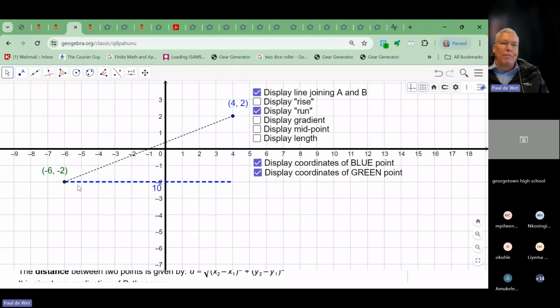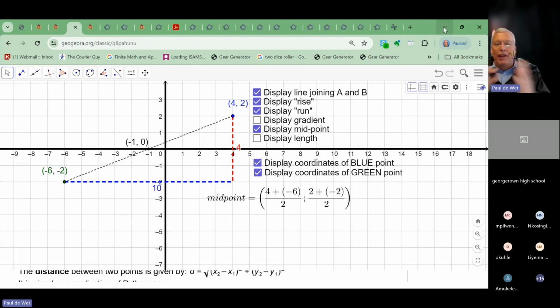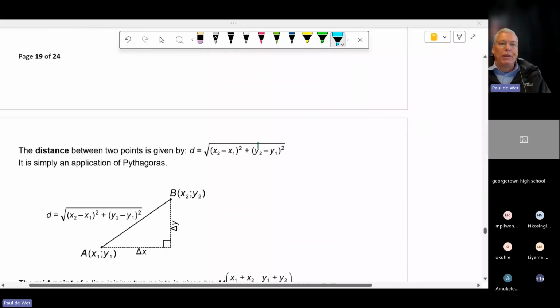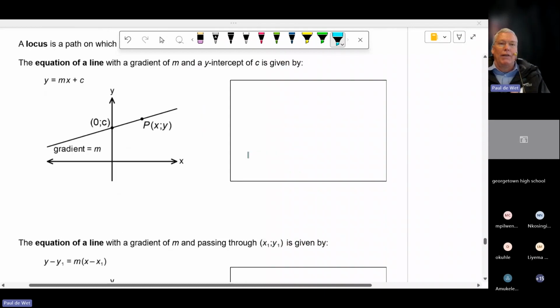How much have I risen from the green point to the blue point? 4. What's half of 4? 2. If you add 2 to -2, you get to there. Or if you subtract 2 from the blue point, you get to there. The midpoint is actually -1, 0. Now, the reason that my method is better than the formula is because I can work out any ratio along a line. So we're going to look at some examples now.